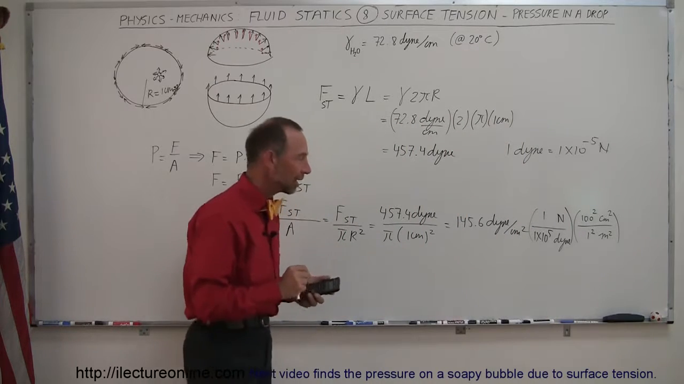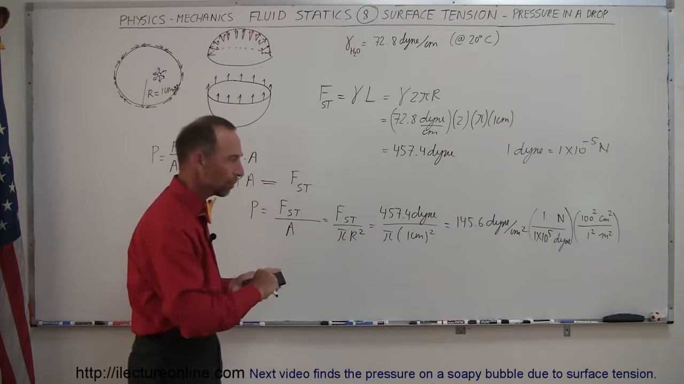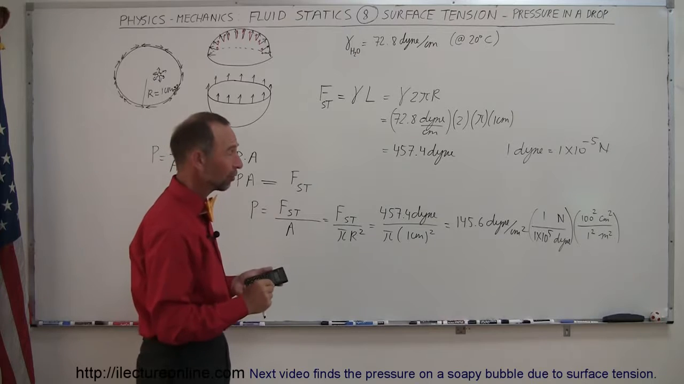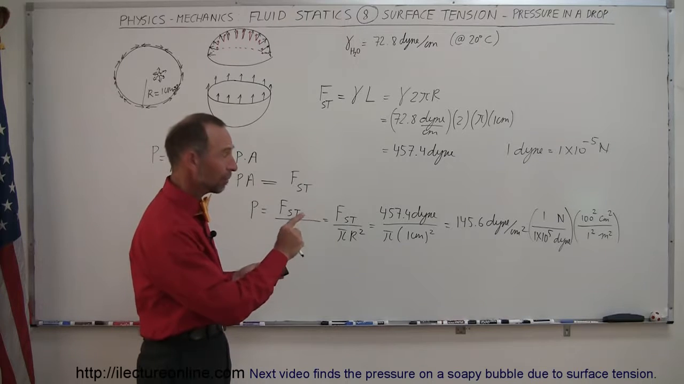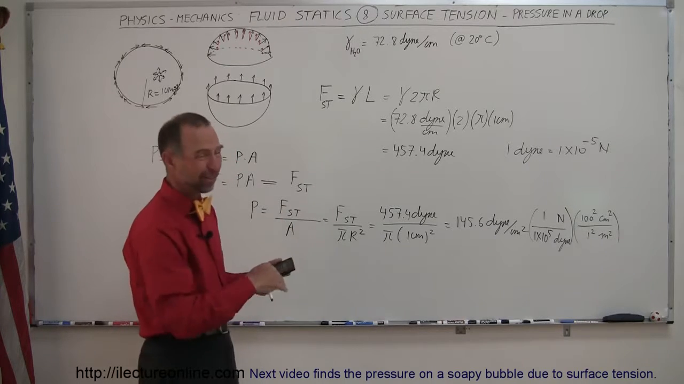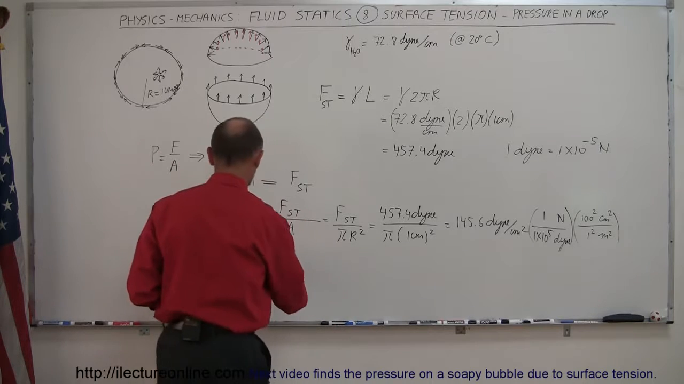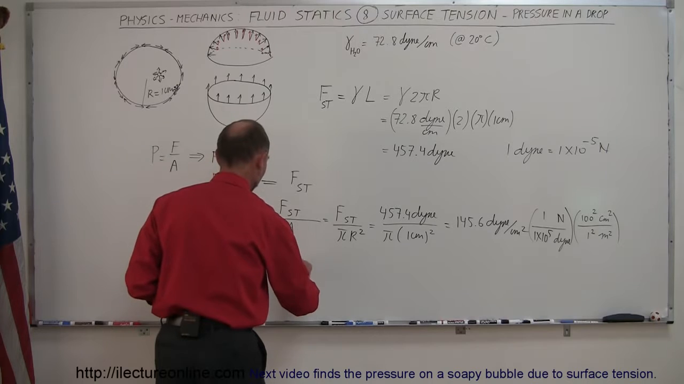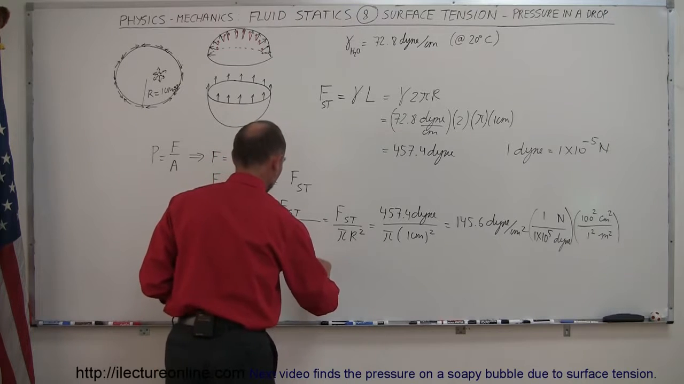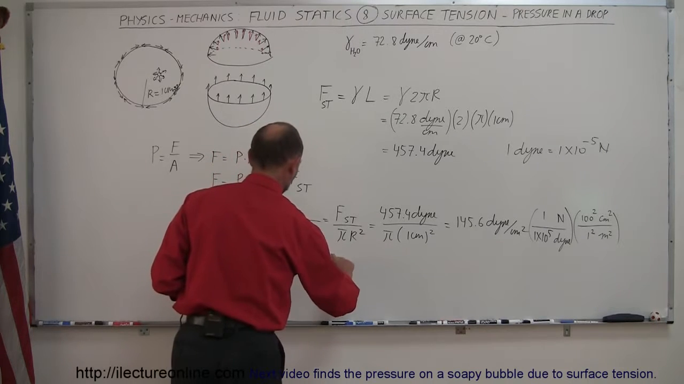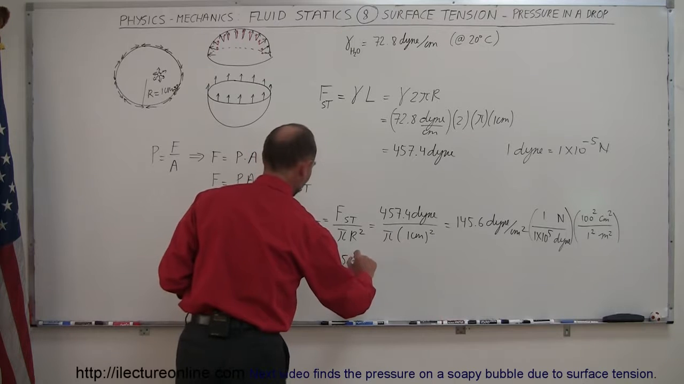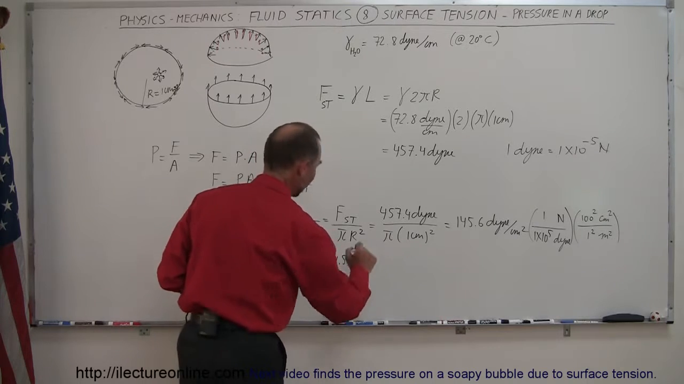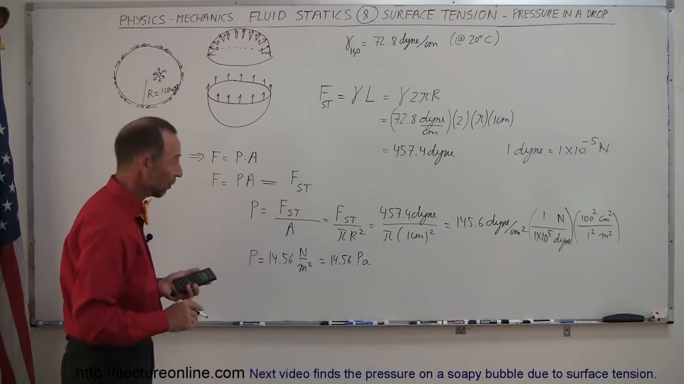So 1 meter is 100 centimeters, but 1 square meter is 10,000 square centimeters. All right, so to convert that to newtons per square meter, which is pascals, of course, we have to multiply by 10,000 and divide by 100,000. It's like dividing by 10. So the pressure then is equal to 14.56 newtons per square meter. And that would be 14.56 pascals. That's the units of newtons per square meter, or pressure.